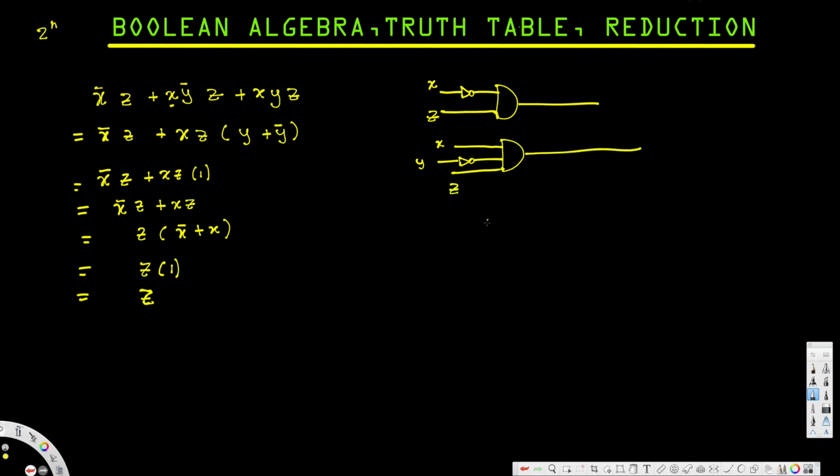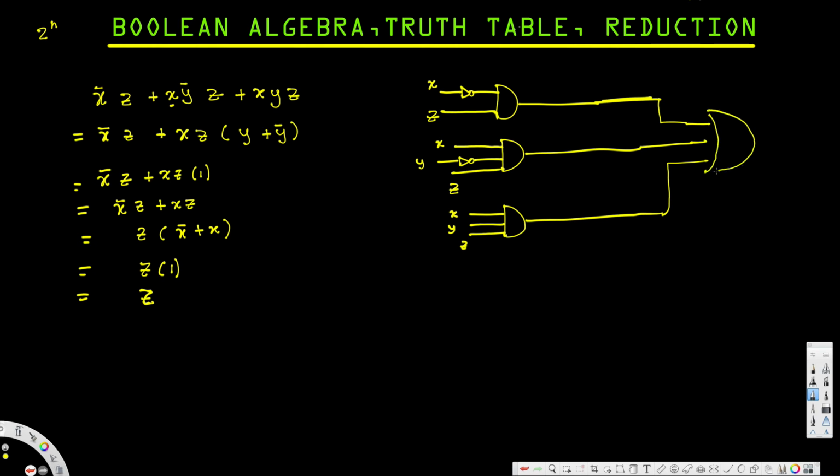Okay, and the last one is xyz. So we have a 3 input AND gate, and x is here, y is here, and then z is here. All of them are connected like this, and all of them are ORed. So it means connected to the OR gate. Okay, so this is the final output, and that's it, right?